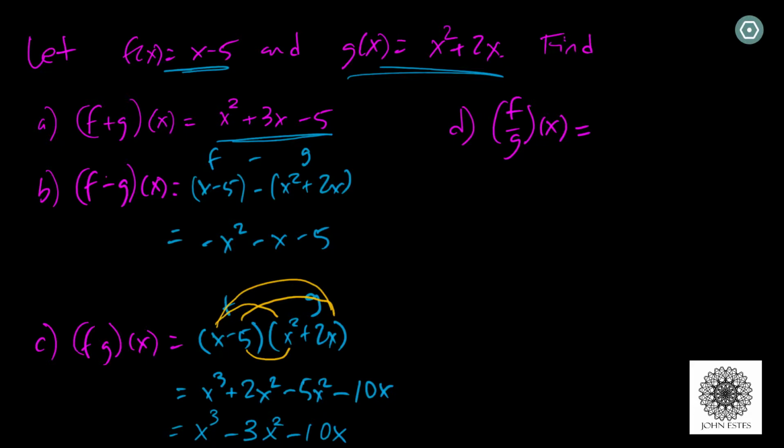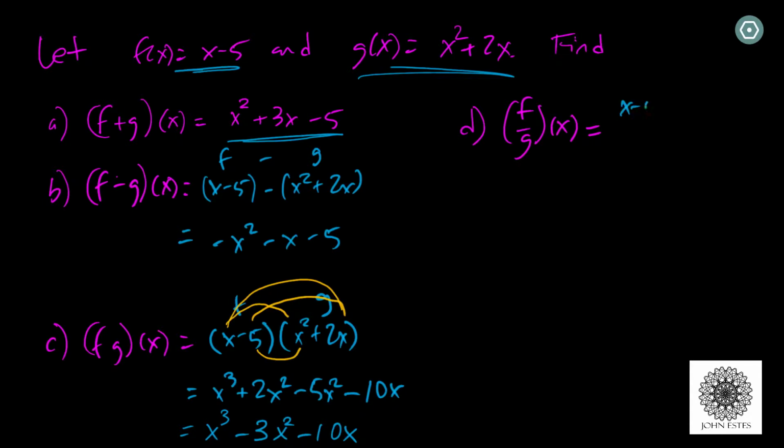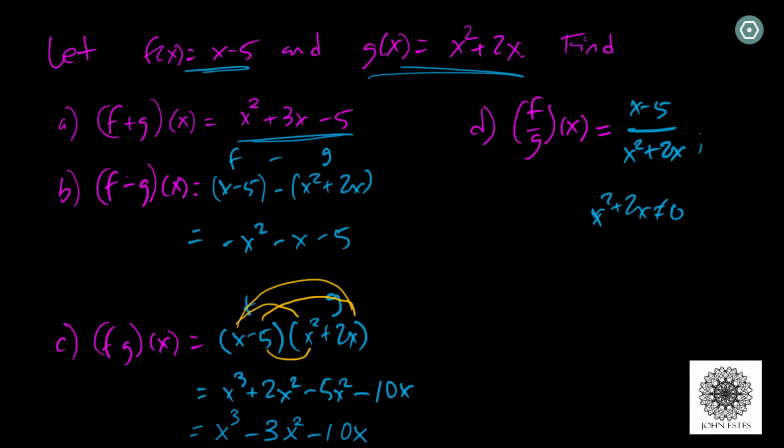Okay. Lastly, I just need to say, for part d, f over g of x, I just need to have f divided by g. So that's x minus 5 divided by x squared plus 2x. And the only thing I need to worry about here is that I can't have the denominator be equal to 0. Okay, so x squared plus 2x can't be 0. Now to solve that equation, this is quadratic, so I could factor out an x, and x times x plus 2 not equal to 0. So that means x can't be 0 and x can't be negative 2.